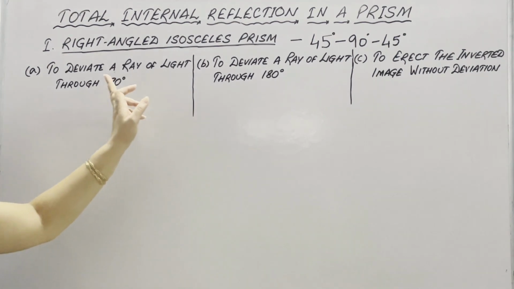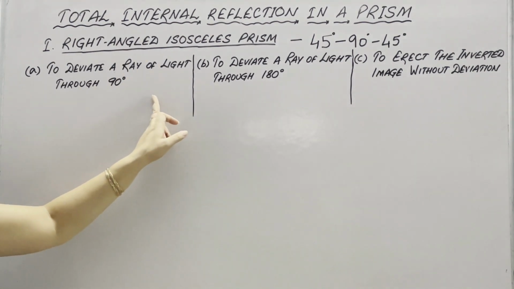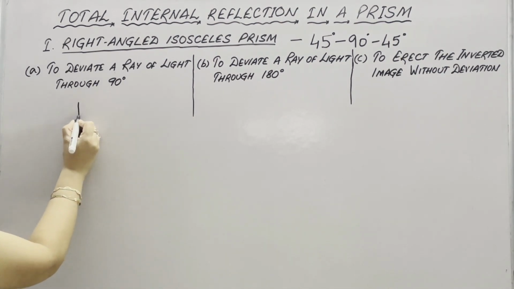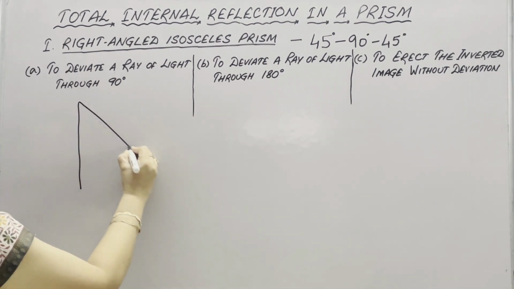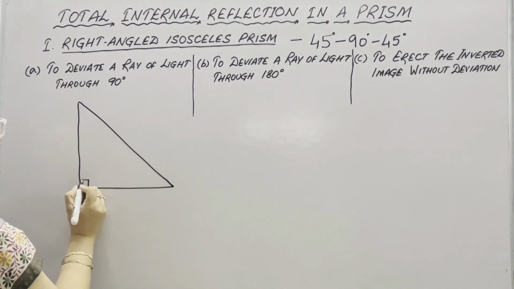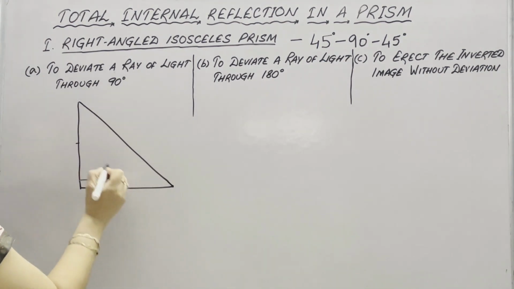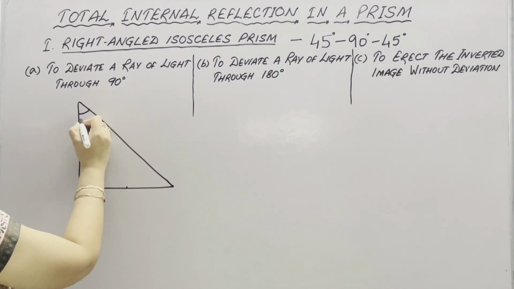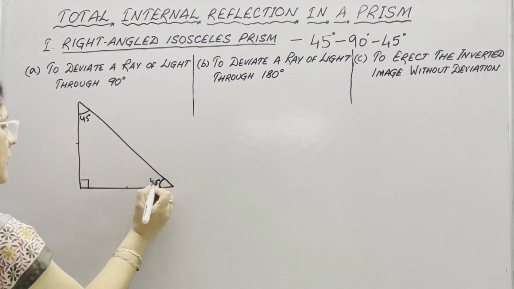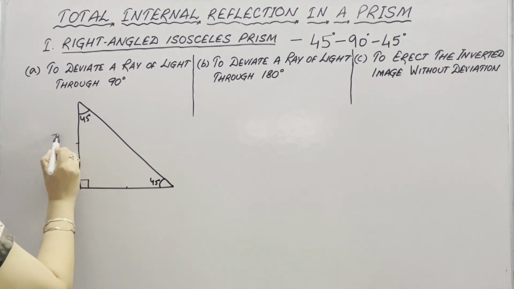First of all, it is used to deviate a ray of light through 90 degree. In this case, we draw a prism like this, which is a right angled prism in which one angle is of 90 degree, and if these two sides are equal, it means these two angles are equal, it means 45 degree. A light ray which is incident normally on any of its surface passes undeviated.